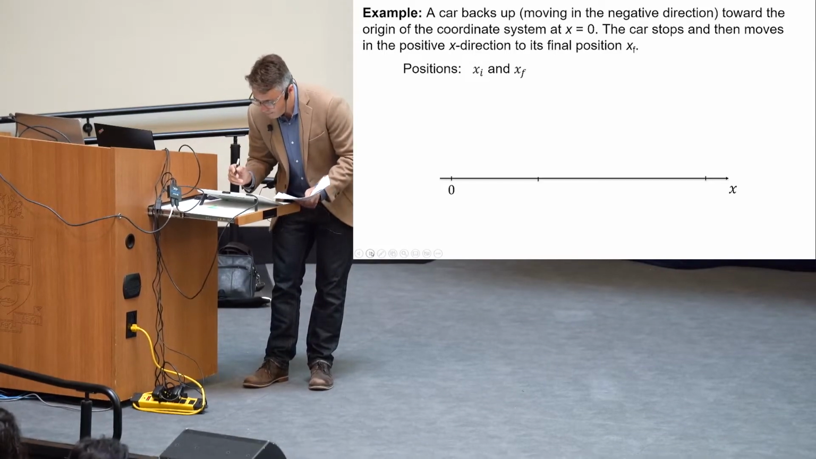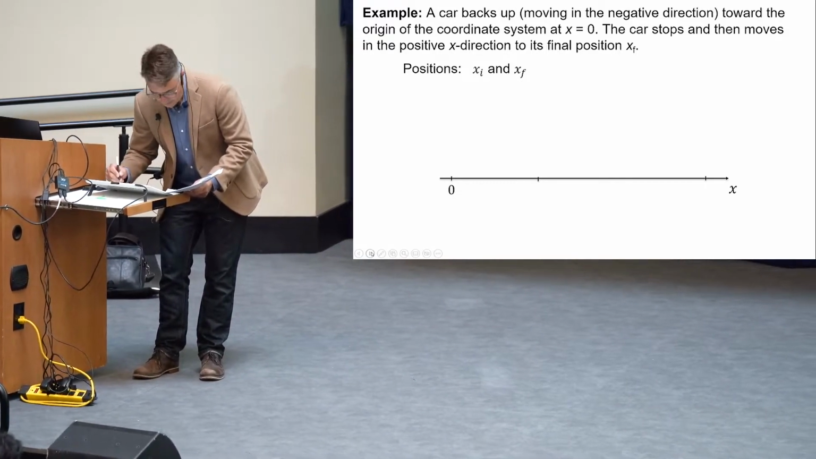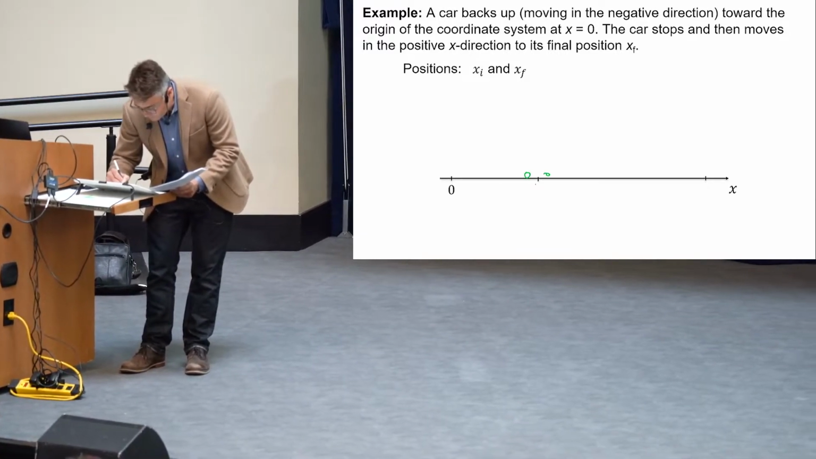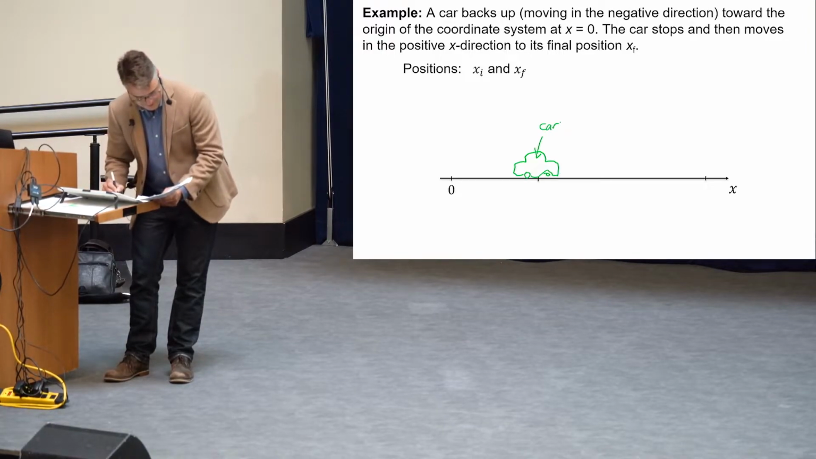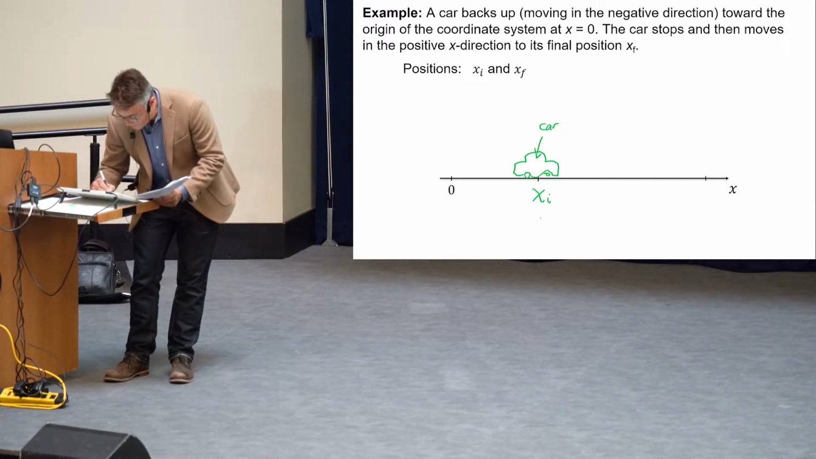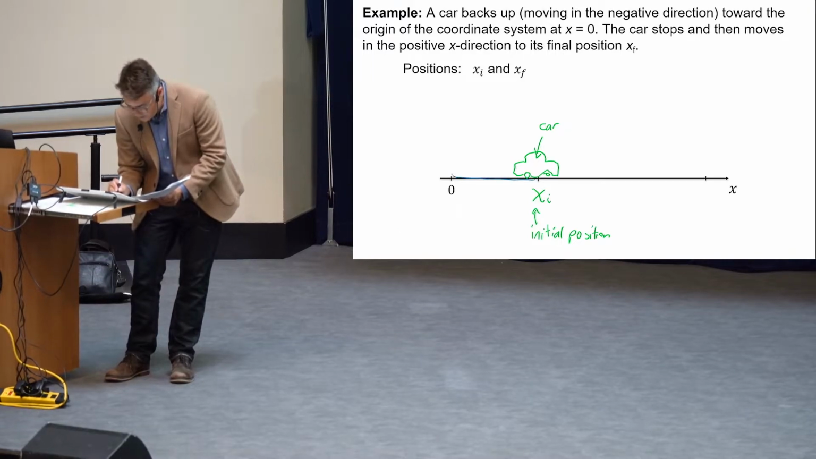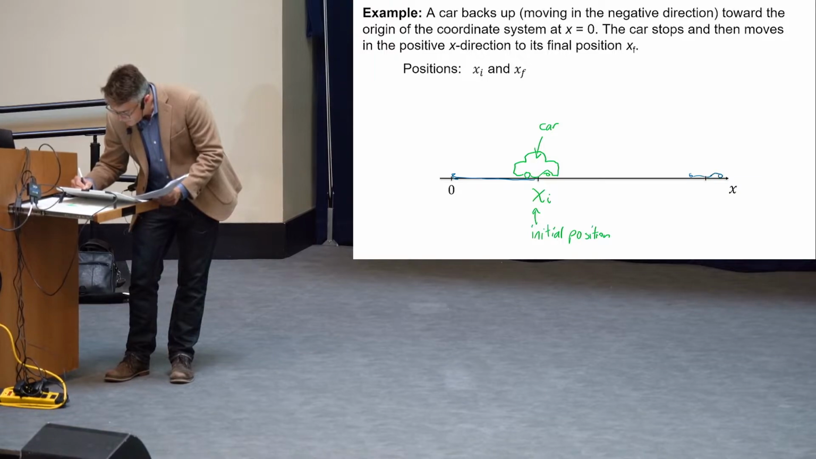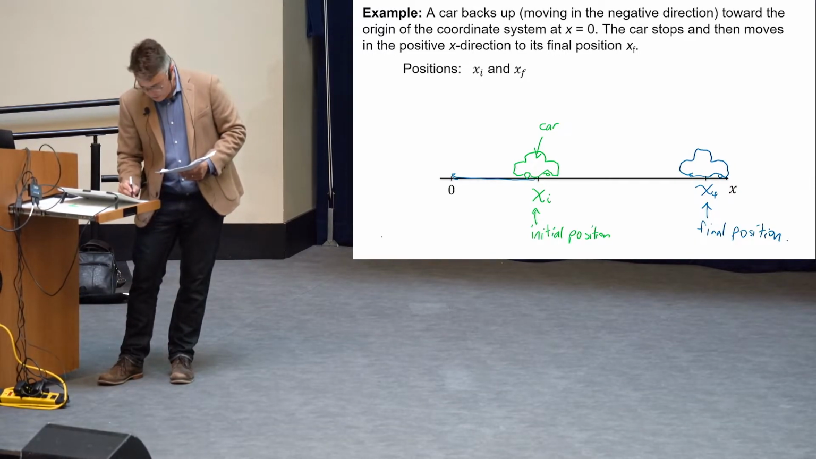So, a car backs up, moving in the negative direction towards the origin of the coordinate system at x equals 0. The car stops and then moves in a positive direction to its final position of x final. So actually it's going to start here. Let's draw a little car. This is about how good my diagrams get. And then you could say that this is x sub i, the initial position. And what we're going to say that it does is that it goes backwards, comes to the end where this is the final position. I'll draw in blue here. Again, it's a car, and this is x final. So that's where position gets defined. That's positions x final and x initial.